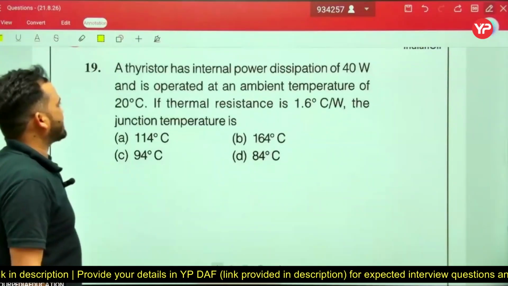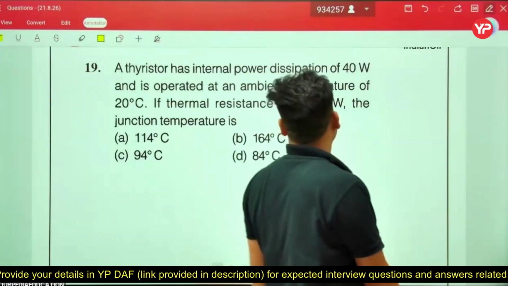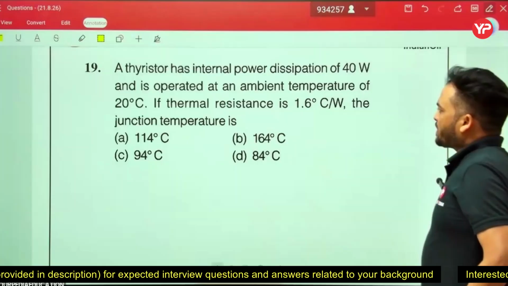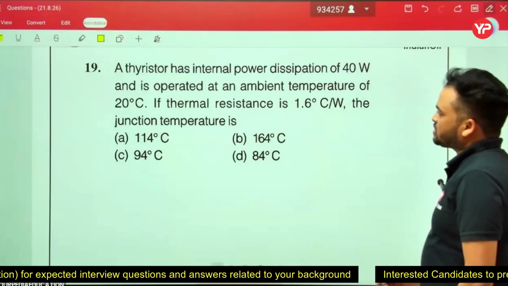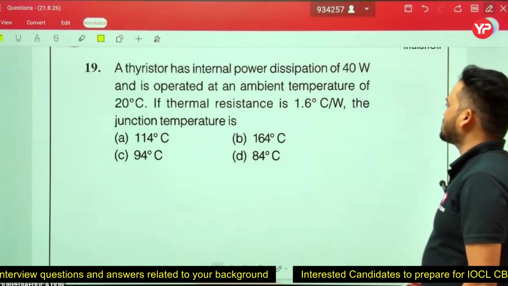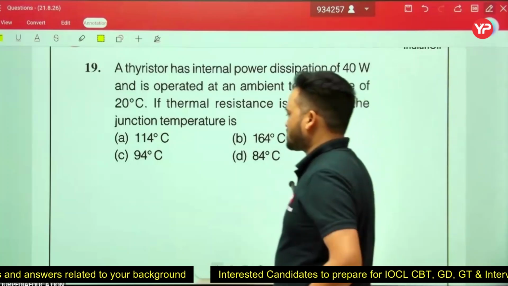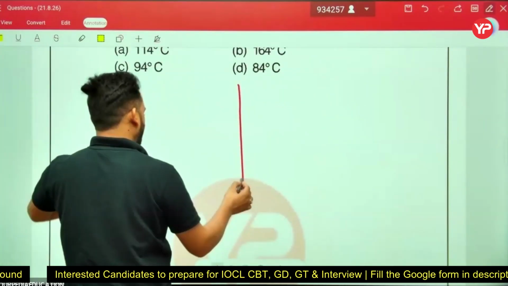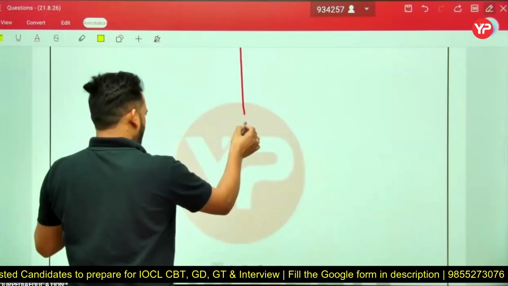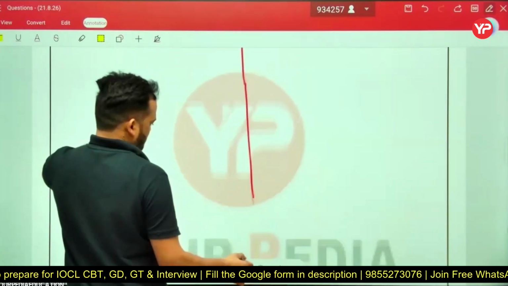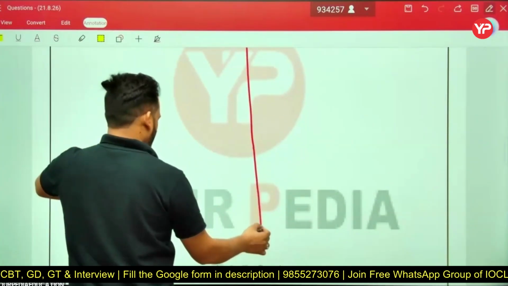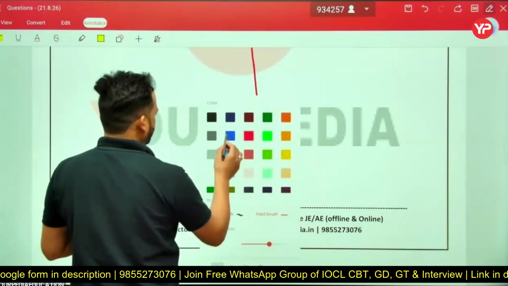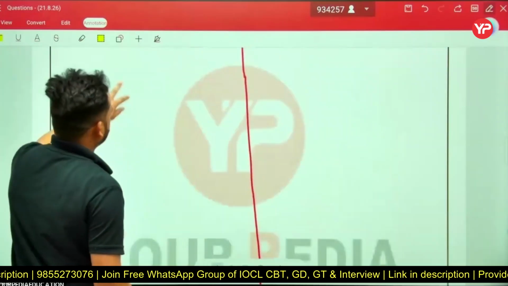A thyristor has internal power dissipation of 40 watt and is operated at an ambient temperature of this. If thermal resistance is this, the junction temperature is? Here we discuss all the things which were discussed in the previous slide. And Shreya asked me the doubt: Sir, what is the concept behind this? So we discussed all the things related to this.